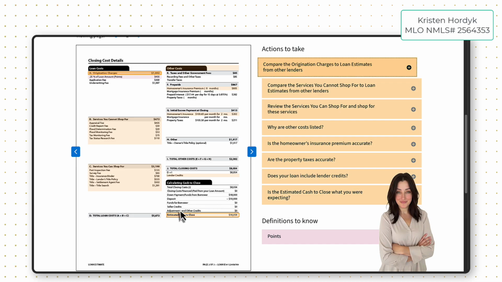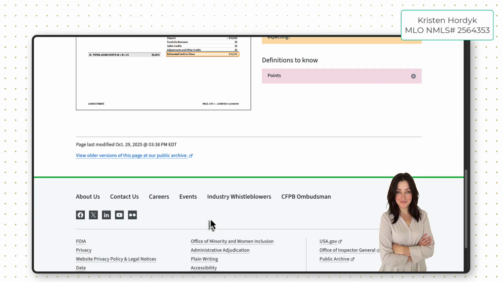Funds for borrower, any seller credits that you may have from your contract. Your realtor may have negotiated credits to help go towards closing costs or whatever other reasons. And this is what derives your estimated cash to close. And your estimated cash to close is what is going to be wired at the very end, and this is what you bring to the table to close.